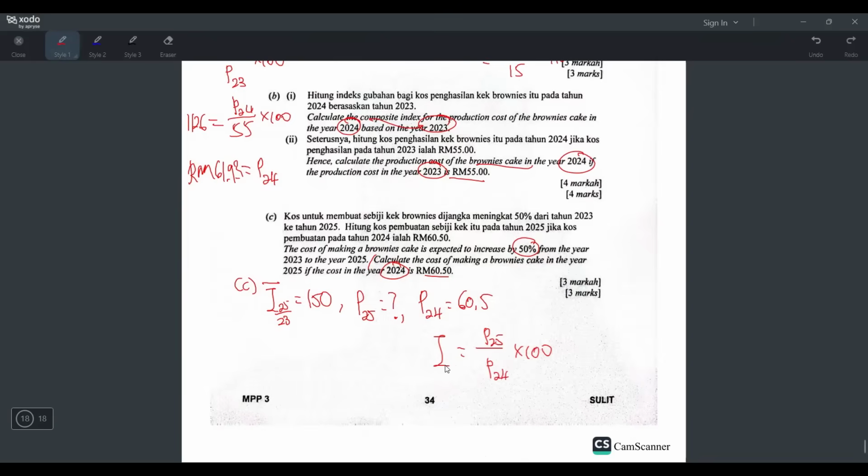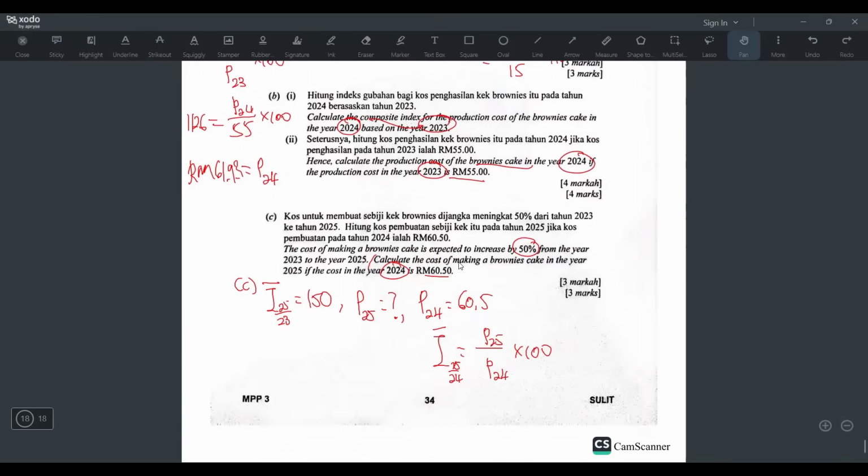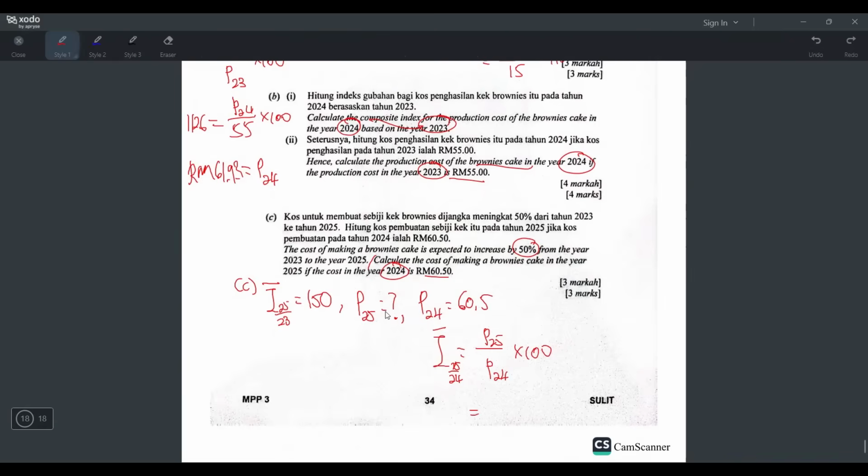So what do you think your I? It has to be 25, 24 also, right? And also it has to be the composite index because they never mention ingredient A, B, or C. It means these are all the average composite index. Okay. Actually, now you realize you can't find the price for 25. You know why? Because you don't have this. Yeah, you don't have the composite index.